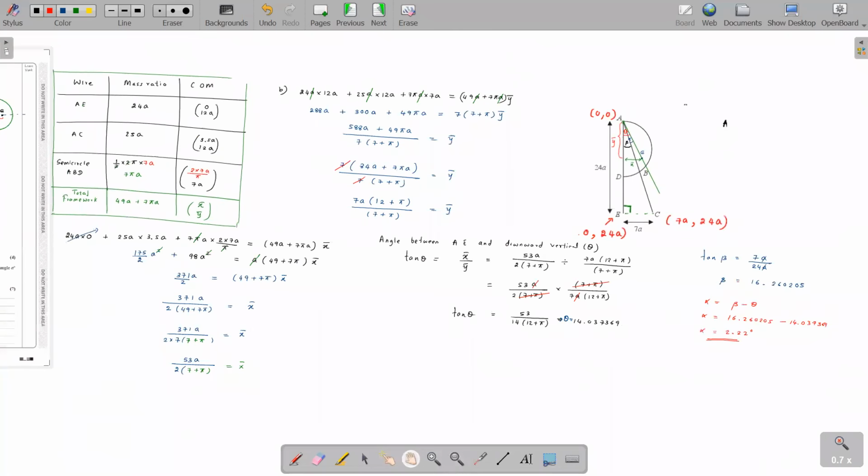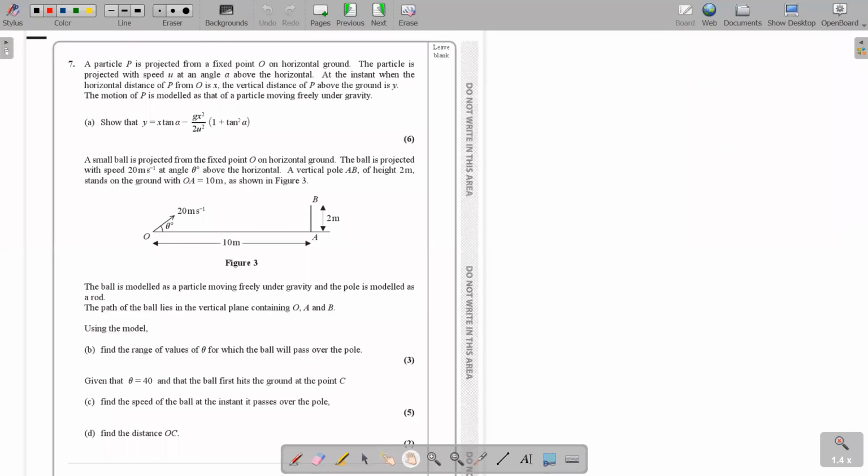Okay. Okay, question number 7. A particle P is projected from a fixed point O on horizontal ground. The particle is projected with speed U at an angle alpha above the horizontal. At the instant when the horizontal distance of P from O is X, the vertical distance of P above the ground is Y. Okay, so draw the diagram.